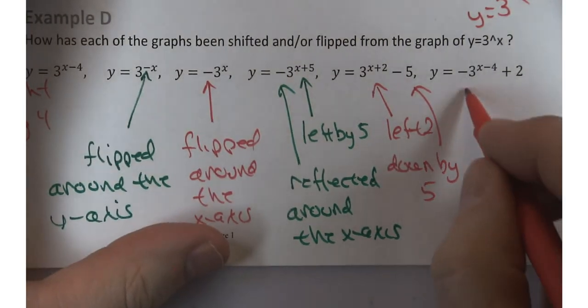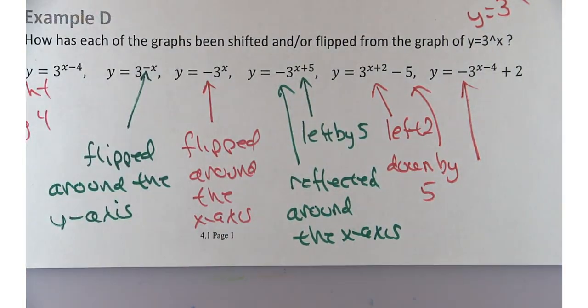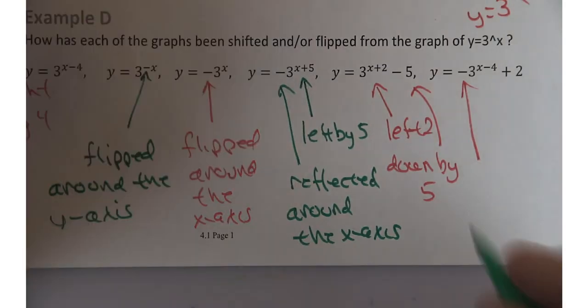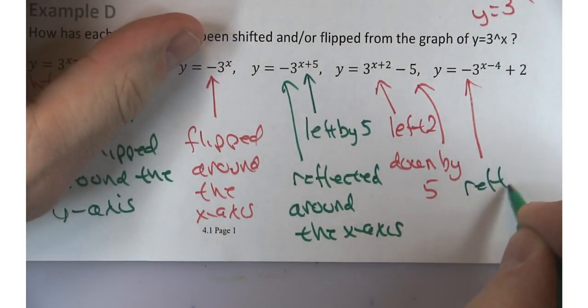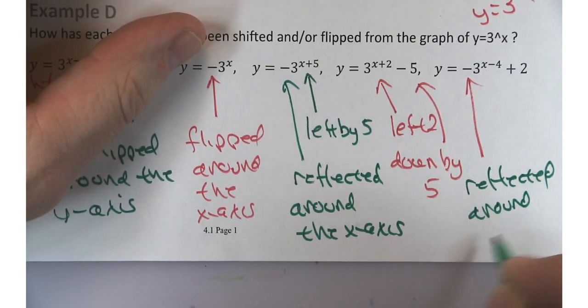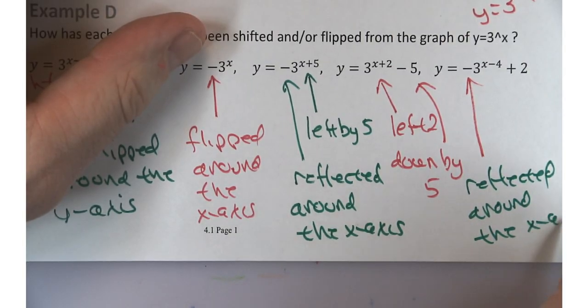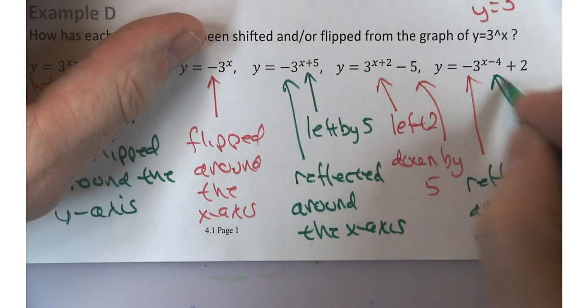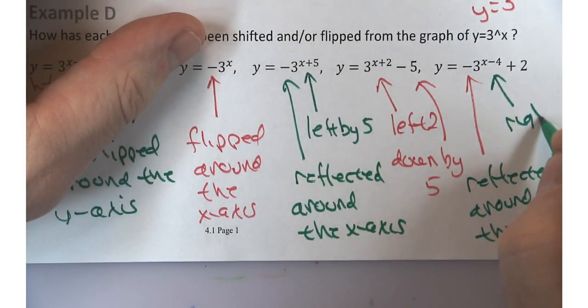So, reflected around the x-axis, right by 4, and up by 2.